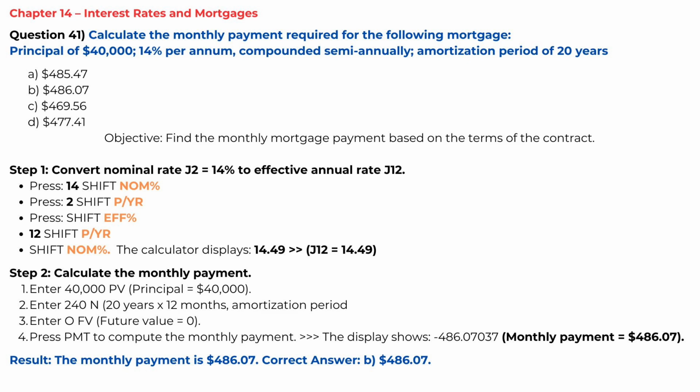Enter 40,000 PV, principal equals 40,000. Enter 240 N, 20 years times 12 months, amortization period. Enter 0 FV, future value equals 0. Press PMT to compute the monthly payment. The display shows -486.07037, monthly payment 486.07. Therefore, the correct answer is B, 486.07, monthly payment.